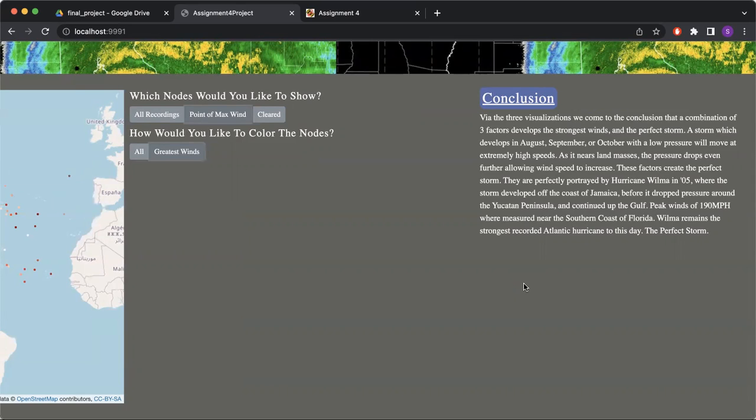They're perfectly portrayed by Hurricane Wilma in 2005, where the storm developed off the coast of Jamaica before it dropped pressure around the Yucatan Peninsula and continued up the Gulf. Peak winds of 190 miles per hour were measured when near the southern coast of Florida. Wilma remains the strongest recorded Atlantic hurricane to this day, thus the perfect storm.